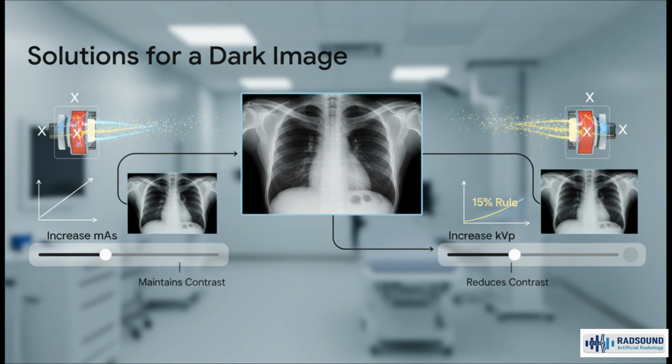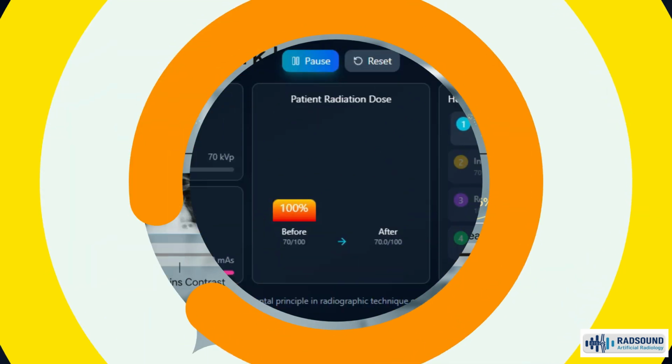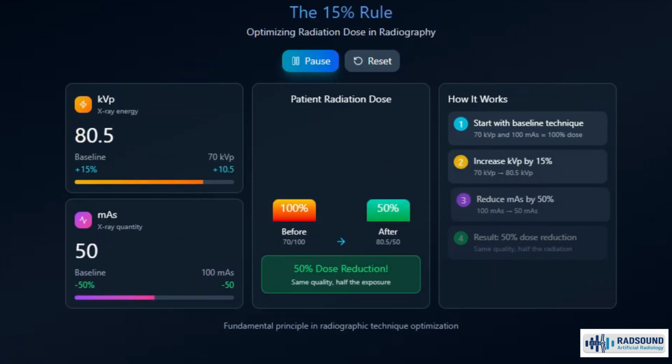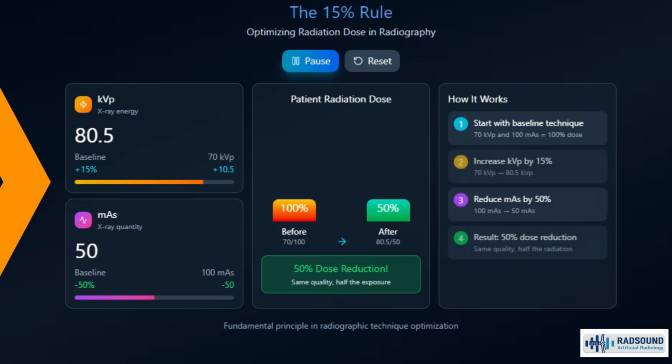You double the MAS, you double the brightness. It's that predictable. Now, what if you also felt like you weren't penetrating enough? Then you could increase the KVP. And a great little trick is the 15% rule. A 15% increase in KVP will roughly double the exposure. Just remember the trade-off. You're also going to lose some of that nice contrast.